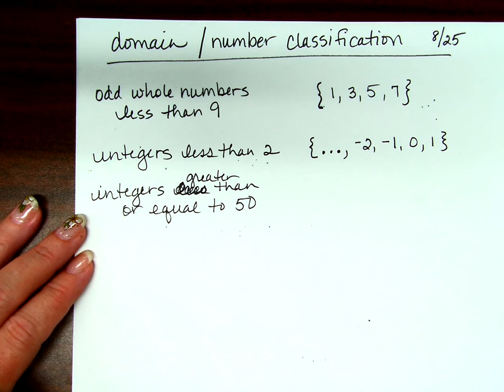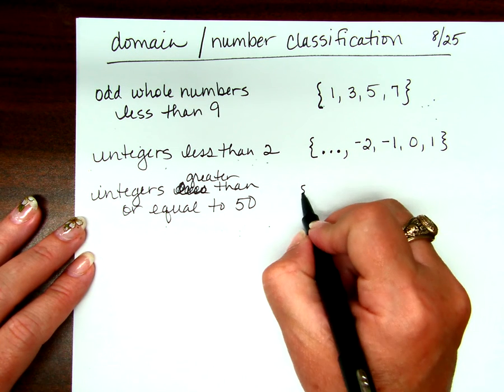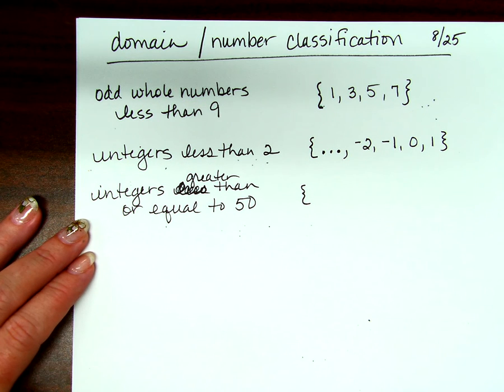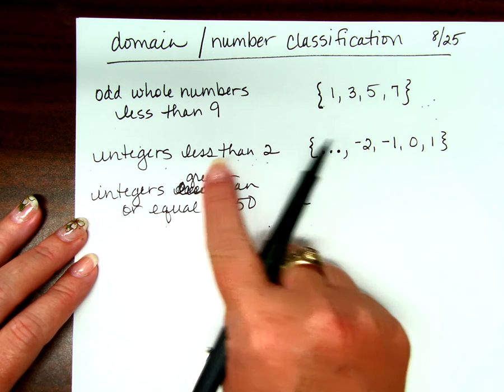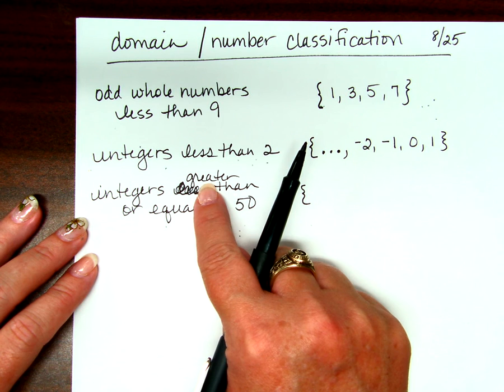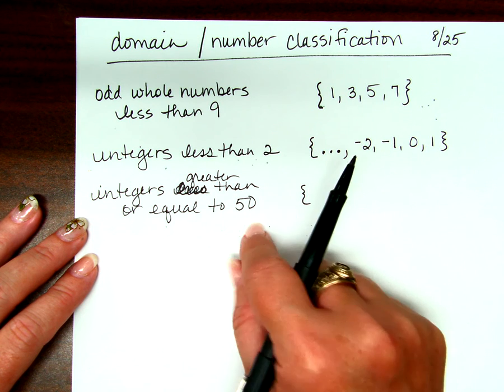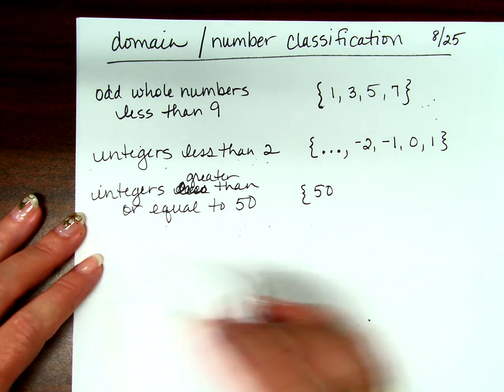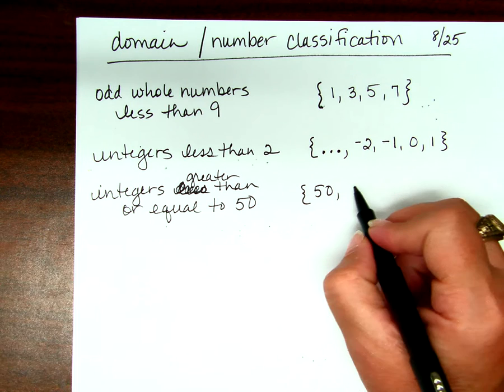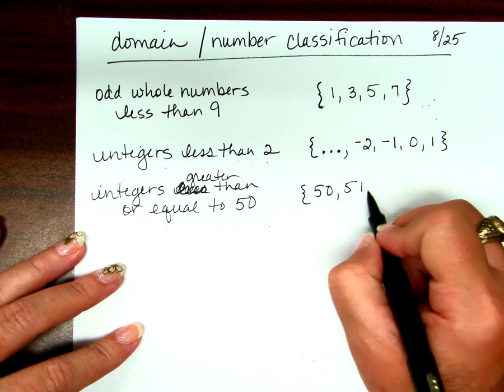Integers greater than or equal to 50. What is the lowest integer greater than or equal to 50? 50, right? 50. Then what comes next? 51.